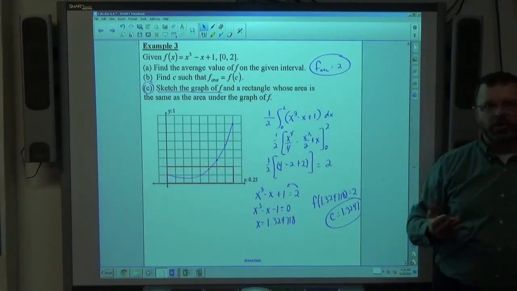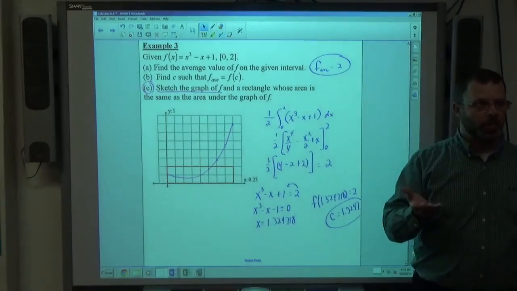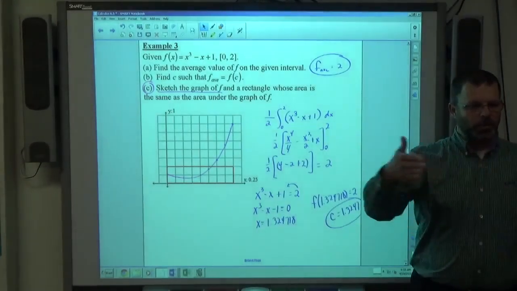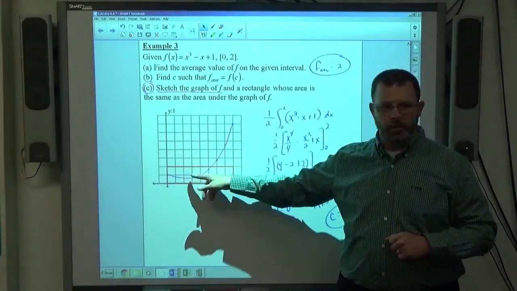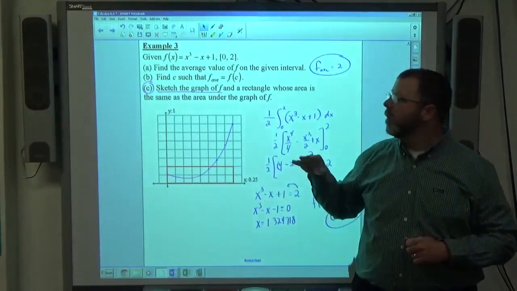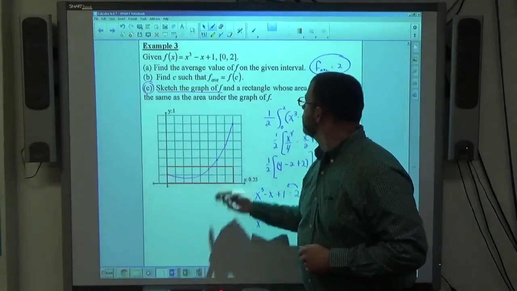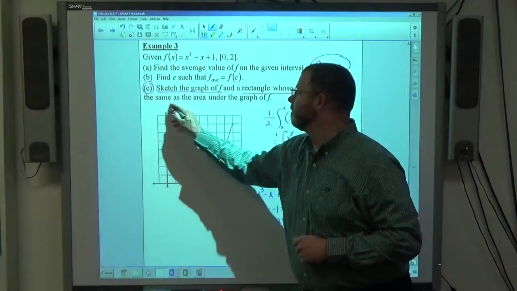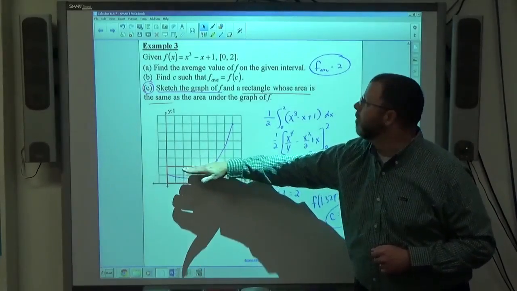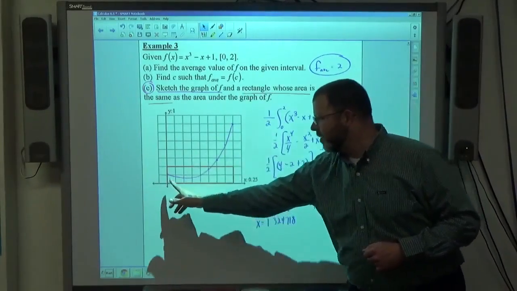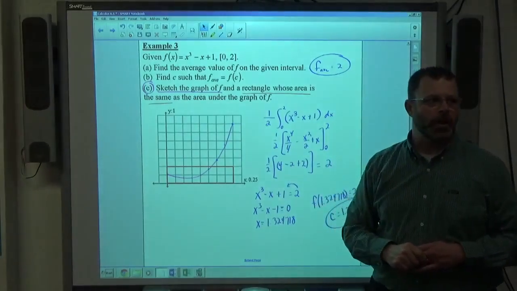Because again, average value of the function is just the average height of this function, right? So the average height is 2, the width is 2, so the area of this whole thing, the area under this, is going to be 4. The area of this rectangle is also 4. So as far as sketching a rectangle whose area is the same, just make the rectangle f sub average high and the interval length long, and that's going to be your rectangle every time.